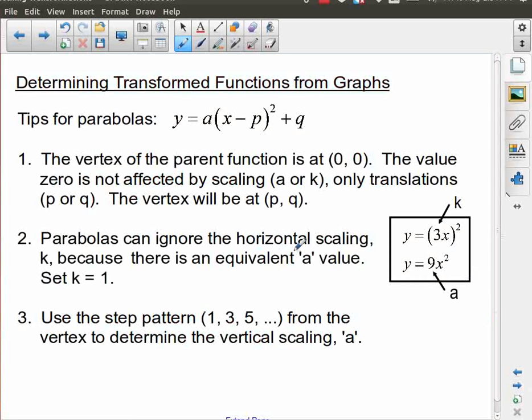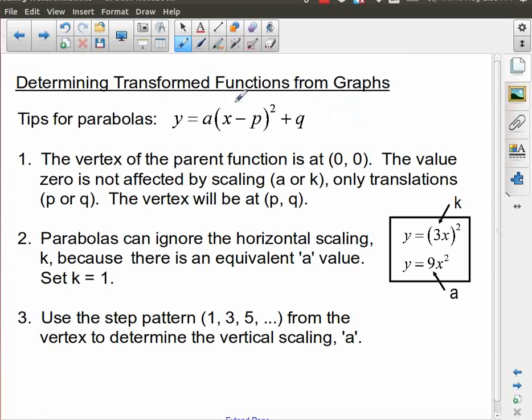So I'm just going to go through some tips for some of the various parent functions that you might run into. Sometimes you're going to be given functions that don't necessarily have a parent function that I've talked about here, or maybe it's not even a well-defined parent function, but you still have to identify the transformations just using points. But some of these things will help you, and it's better to start with things that you're familiar with anyway. So I think the first non-trivial function that you're going to be familiar with is going to be a parabola.